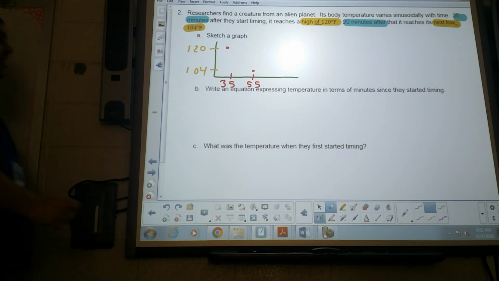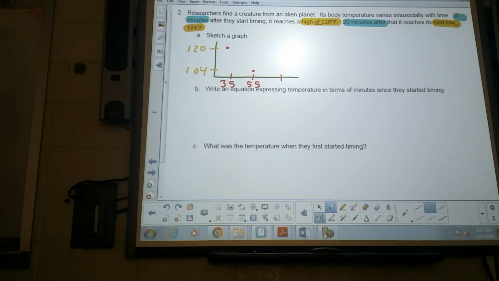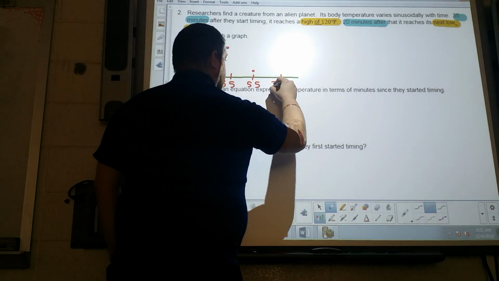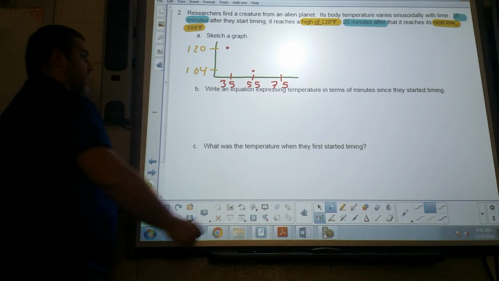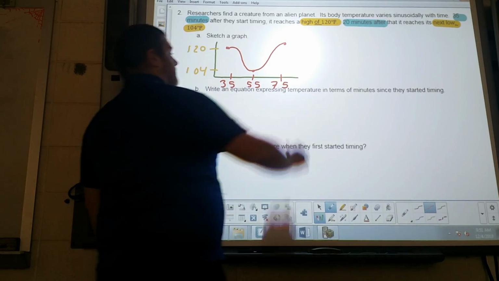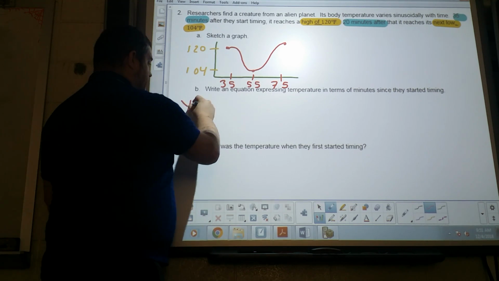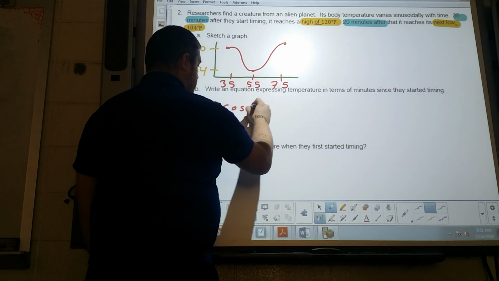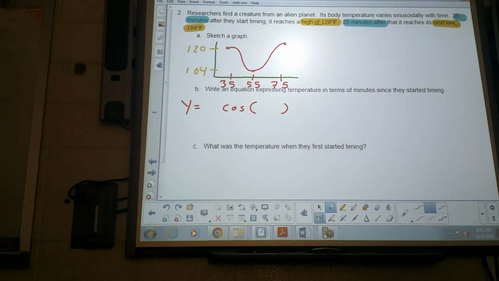What is my next x value going to be as Alex goes to the restroom? 75. 75. And it's cosine. Is it going to be at the top or the bottom? Top. Up at the top. So as Melissa said, it's going to be cosine. So y equals something cosine something something. Lots of stuff to fill in.